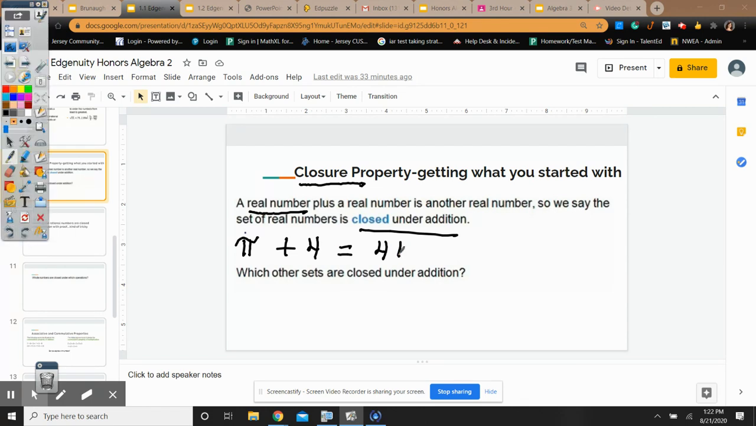But can I graph it on the number line? Yes, because if I take something on the number line and I add to it, all I'm doing is moving it right or left, and it's still going to be graphable. So it's closed under addition.